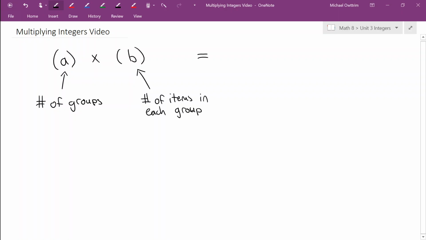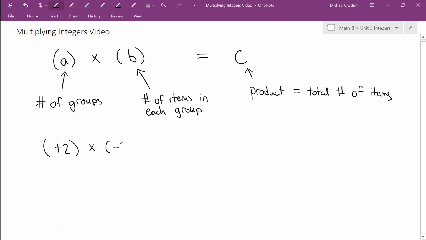And then our product, our answer, let's call it C, is our total number of items. And we can use this to interpret any integer multiplication statements as well and come up with a tile model for what it is. So let's start with an easy one. Let's do positive 2 times negative 3.